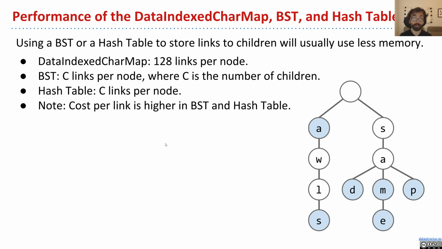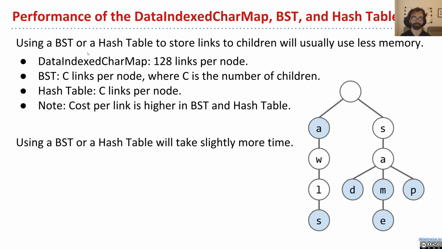If you count the total number of memory boxes, the binary search tree and the hash table should generally blow the data index character map out of the water. Now this comes at a cost. Even though you're using less memory, using a binary search tree and a hash table means there's a little more work. We have to compute the hash value, we have to iterate through these little short lists, and that's not going to be as fast as just accessing an array. So the data index character map is constant time. You're just getting an item out of an array.